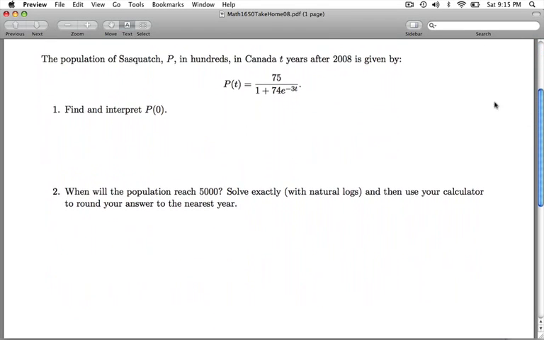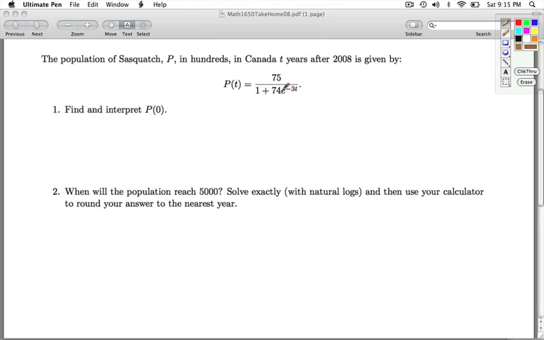We're given the population of Sasquatch, P, measured in hundreds, in Canada, T years after 2008, is given by this equation. So this is one of these logistic equations we talked about in class. Number one, we're asked to find and interpret P of 0. So there's two parts to this. We have to find it and then we have to interpret what it means.